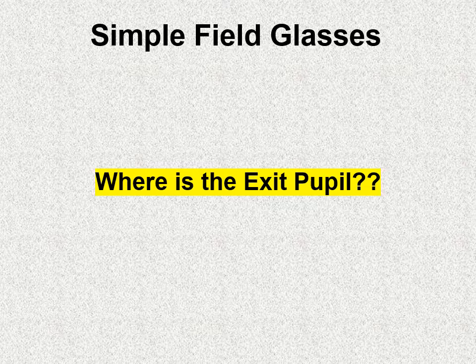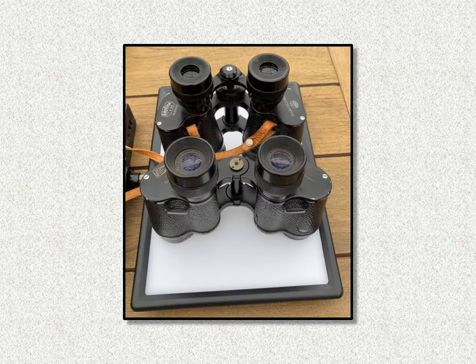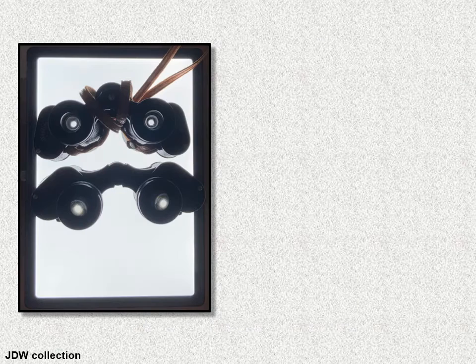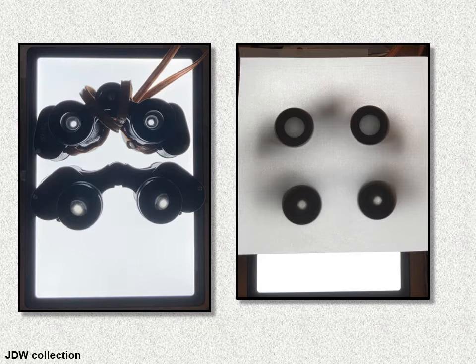So where is the exit pupil of the field glasses? And let me show you this. So here's our field glass 7x35 on the top. A prismatic binocular is on the bottom. They're resting on an LED light panel. Now bring it in. I turn on the light panel. Hey, look, the field glasses look brighter than the prismatic. Let's put a piece of tracing paper on top of them. And now you can see something very interesting.